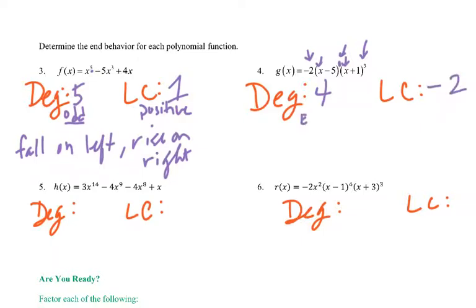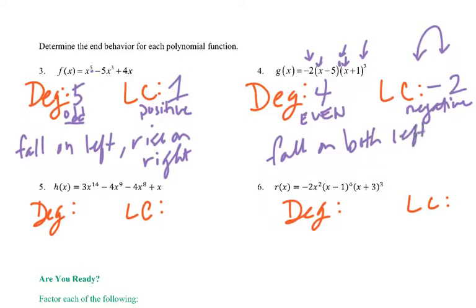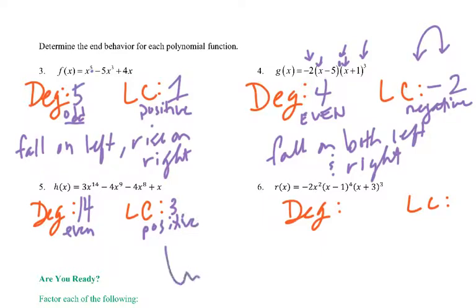So we have an even degree and a negative leading coefficient. That's going to look like this, so it's going to fall on both sides, both left and right. For the next one, our degree is 14, which is even. Our leading coefficient is a 3, which is positive. And so because of that, it's going to look like this. It's going to rise on both the left and the right.